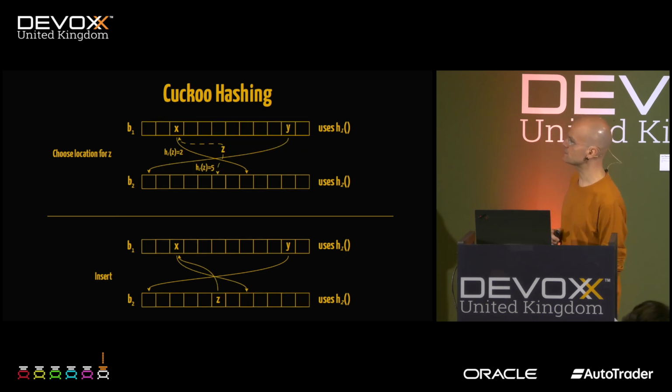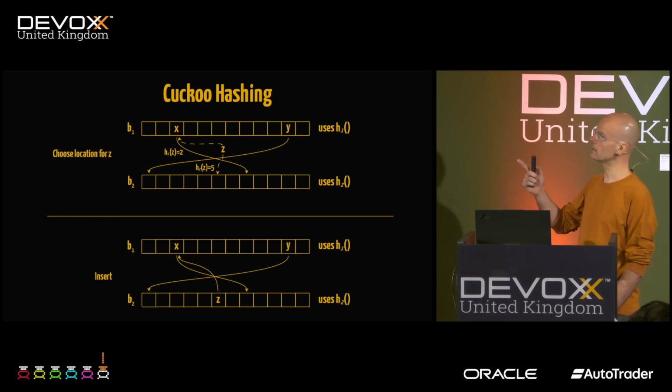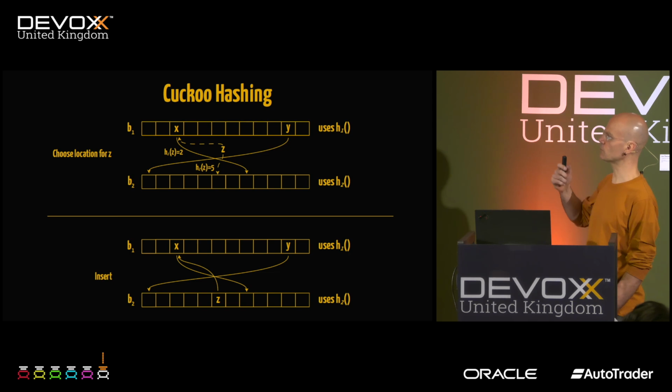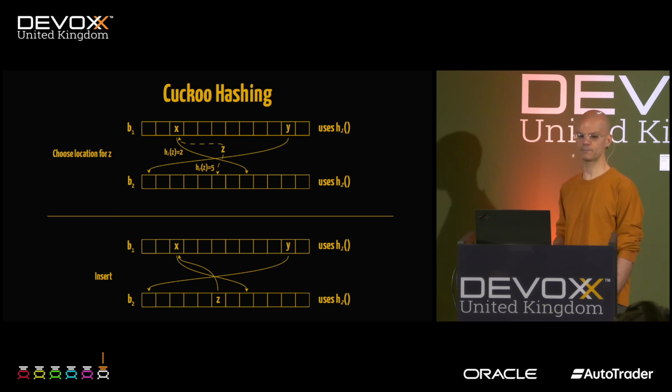Now we want to insert Z. Here things become interesting because for Z, the first hash function maps to a location which is already written. It already contains X. The second one, though, maps to an empty location. So we're just going to write Z in the second array because it's empty. But we keep track that it points to another location on B1.